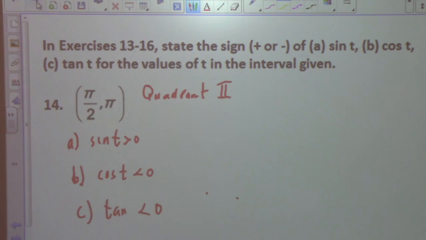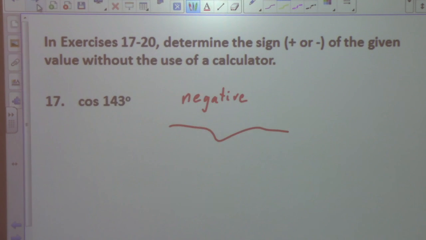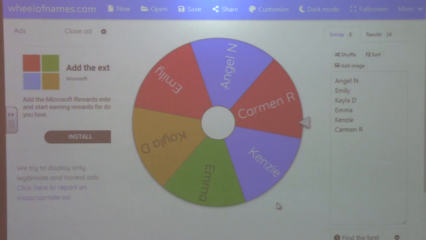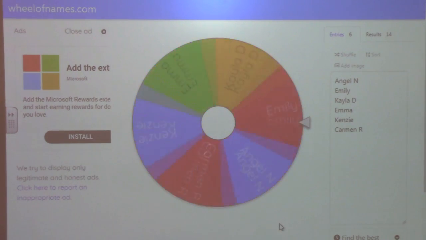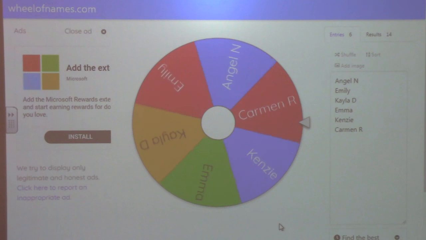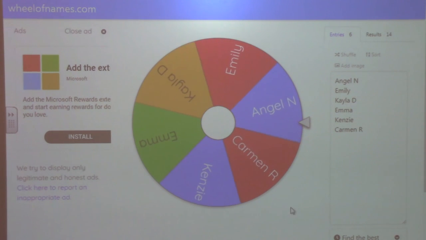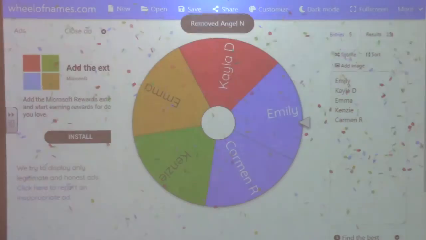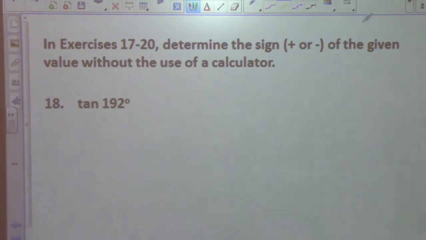Okay, back to the exercise at hand. Tangent, tan 192, it's going to be Angel, all right, Angel. Tangent 192 degrees, positive or negative? Positive. Okay. Any questions about that? No question about it? Katie, you have a question about that?